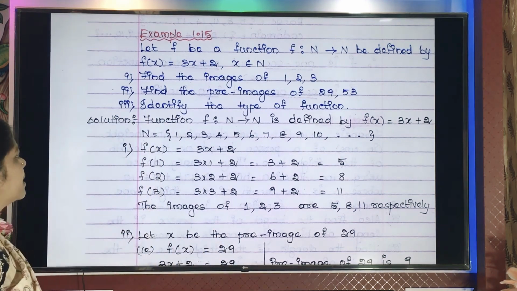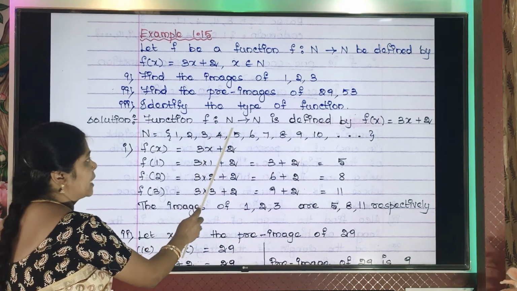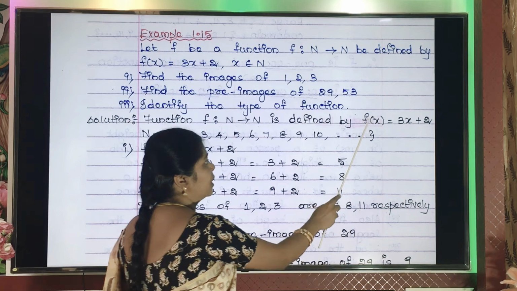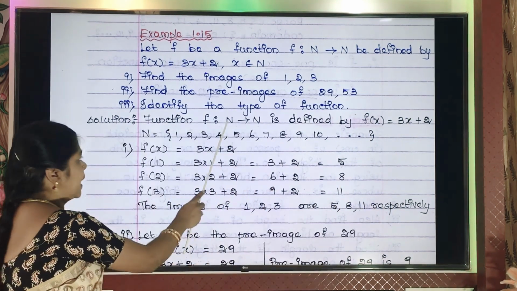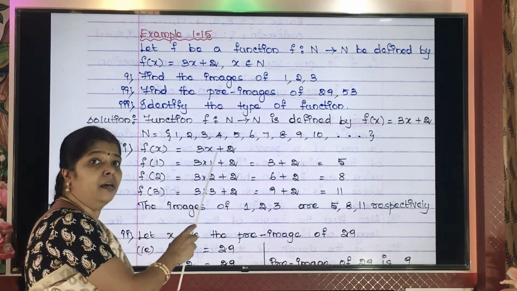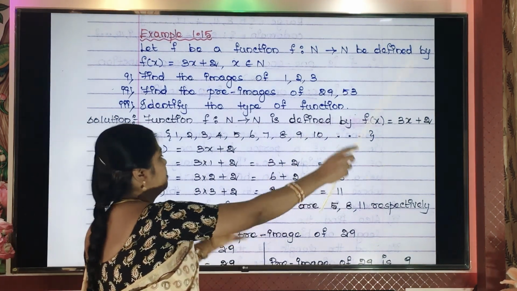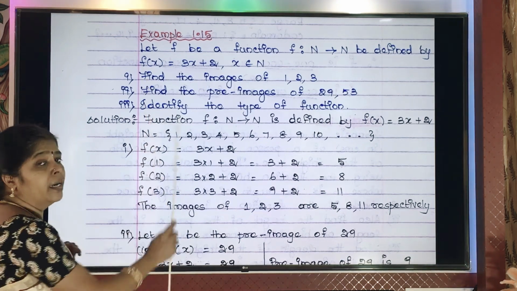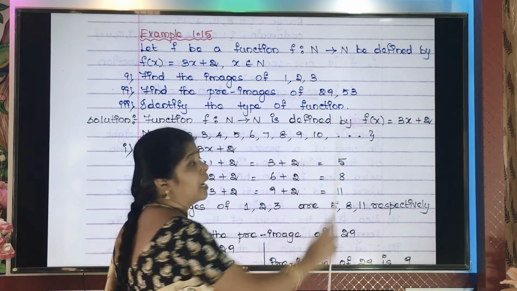Now we will go to the first one. They are telling f is a function from natural numbers to natural numbers. And they have told the rule for f of x is 3x plus 2. Because they say this is natural numbers, we all know the natural numbers start with 1. So 1, 2, 3, it keeps going. Now let us get into subdivision 1, where we need to find the images of 1, 2 and 3.